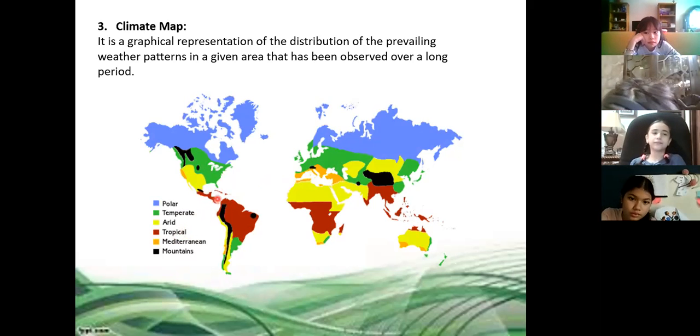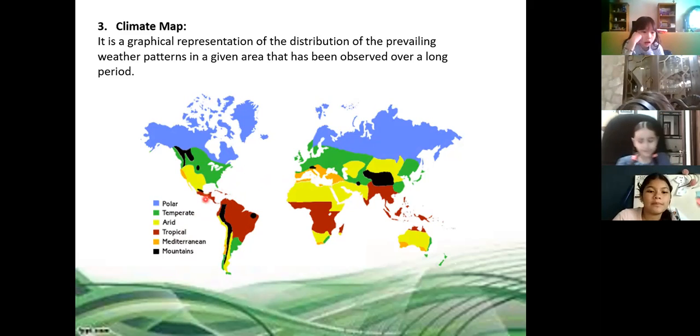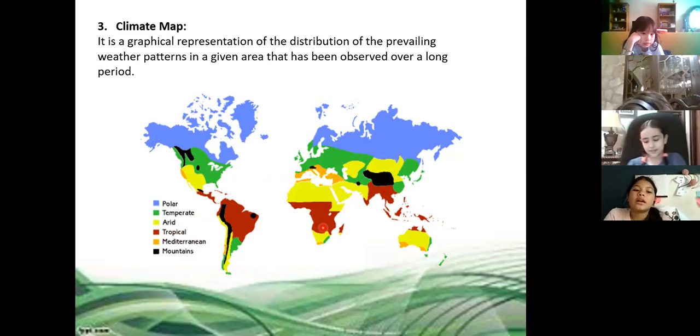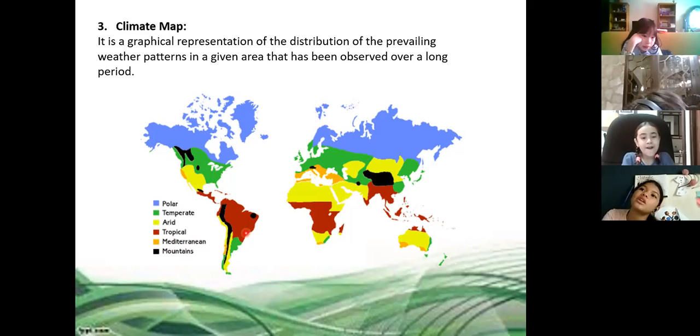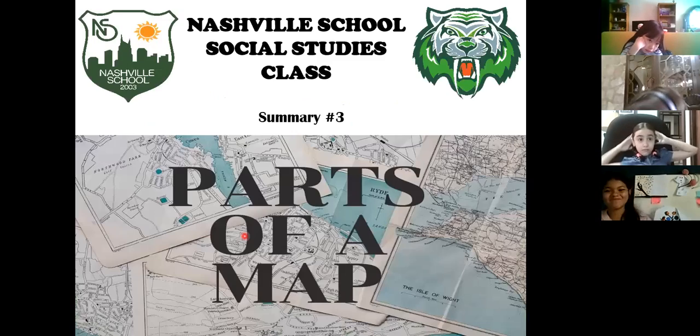Please copy this. You don't have to copy. You already copied. It's tropical, that's right. So the weather in this country that you see in red, Honduras, is tropical. It is like here in Honduras. So that's a climate map. You don't have to copy this. You already copied this information in your map. So these are the 3 types of maps that we're going to learn: physical, political, and climate map.